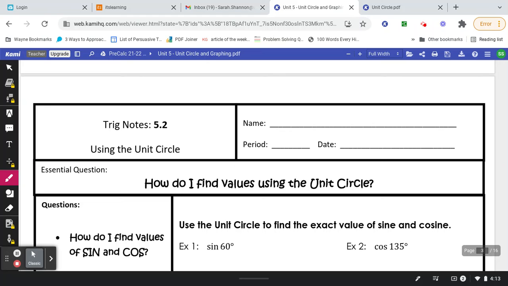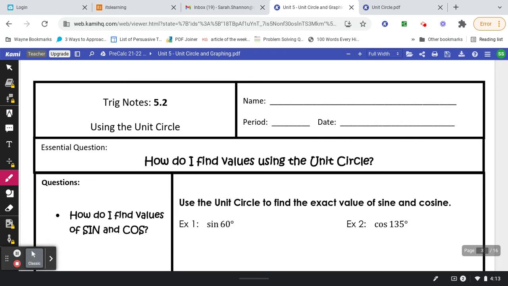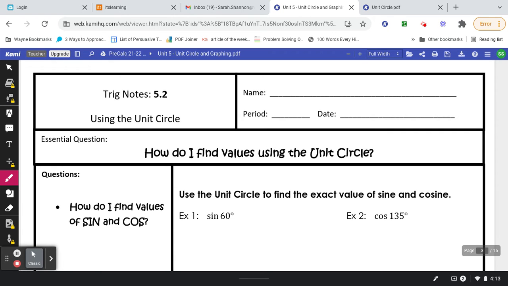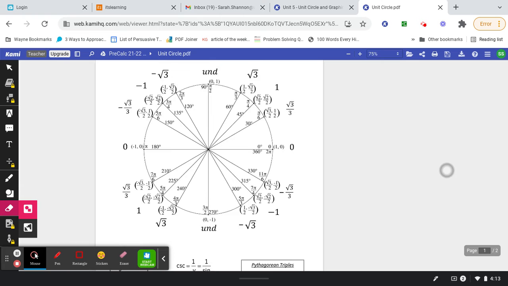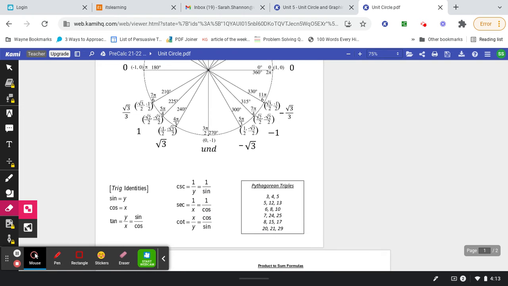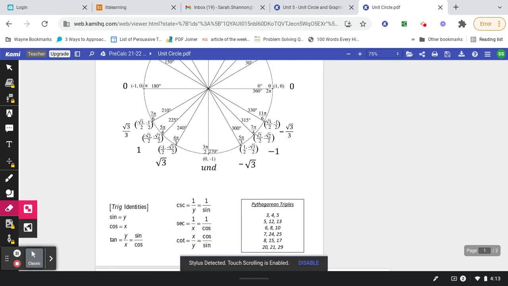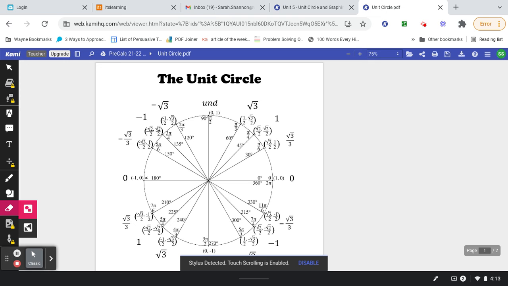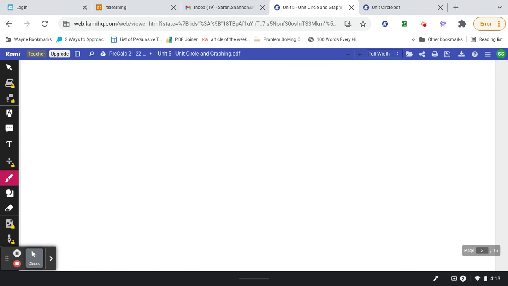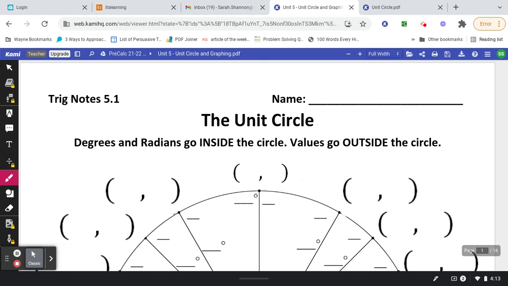These are the 5.2 notes for Trig. We're going to be learning how to work with the unit circle. So please make sure that you have a unit circle with you. It should look something like this. Probably printed on a certain color paper, or it's attached to the very front of your note page. You can use the one that we filled in together.